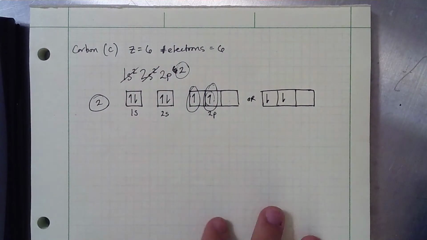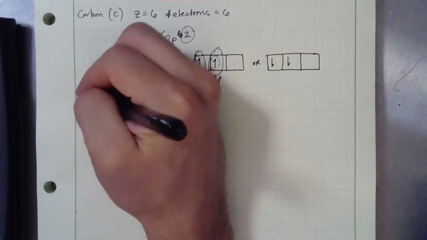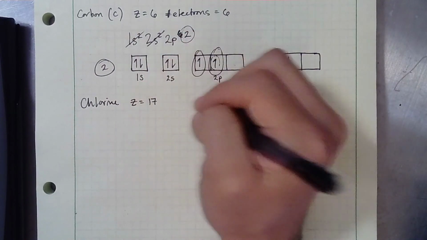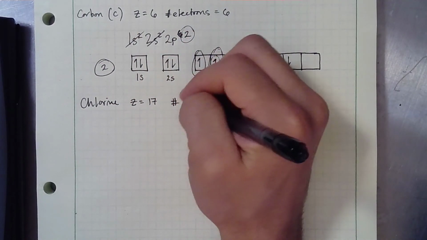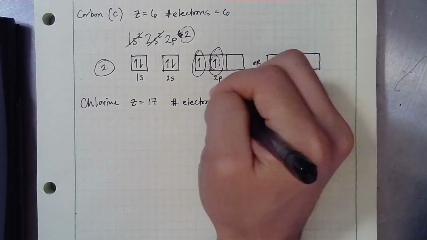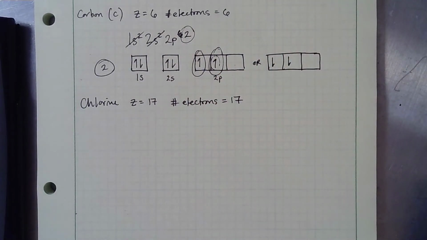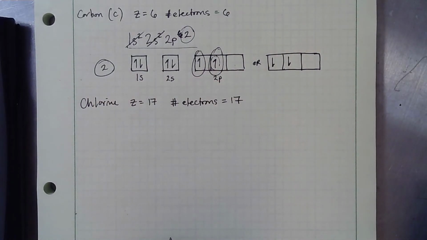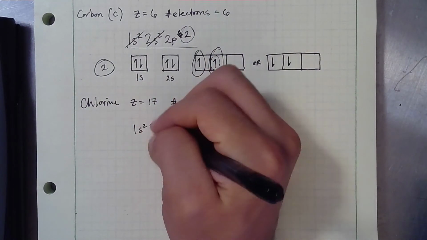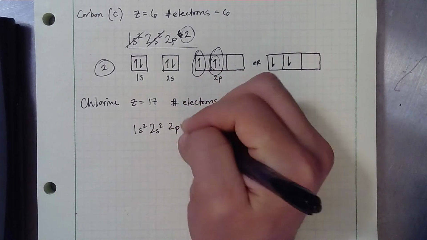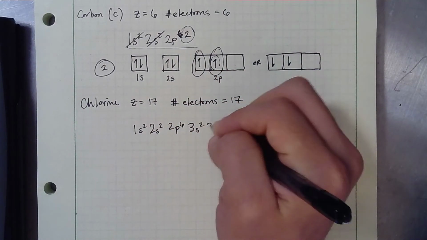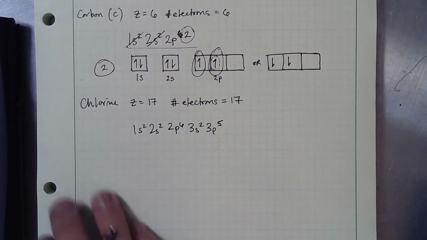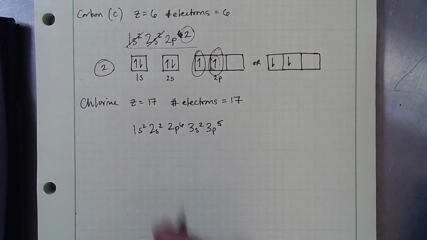All right, let's tackle the next element. It was chlorine, atomic number 17, and like I mentioned before, we're just going to assume that these are neutral atoms, so we're going to assume that it has 17 electrons as well. Okay, we need the standard notation electron configuration. It's 1s2, 2s2, 2p6, 3s2, 3p5. Okay, that gives me a total of 17 electrons.